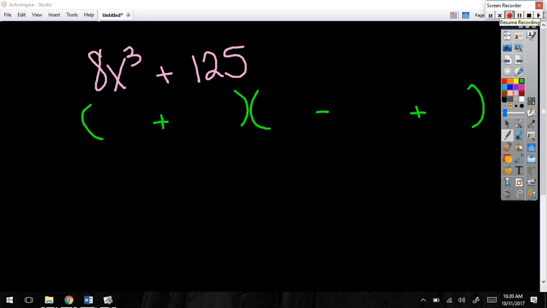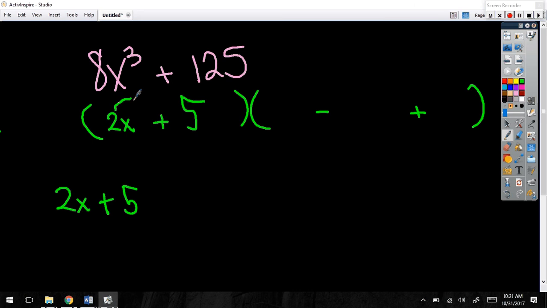All right, Tyler's going to finish working it out, so y'all pay attention. It's going to be 2x, and then plus 5. Then we're going to plug in 2x, 5. We're going to square it. It's 4x squared. You got to square both pieces when you square it.